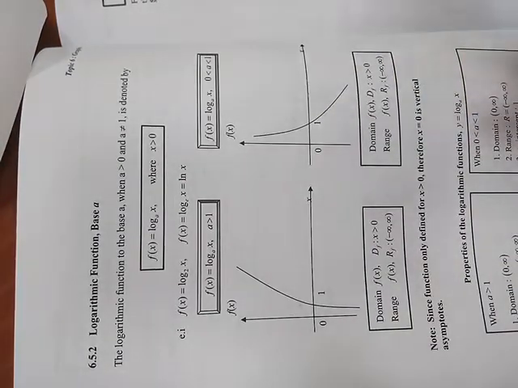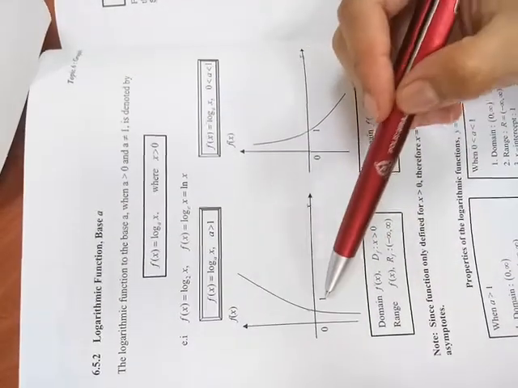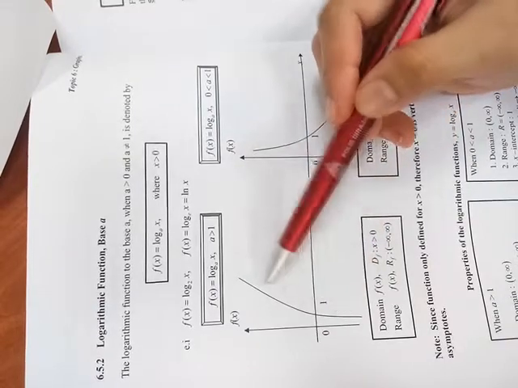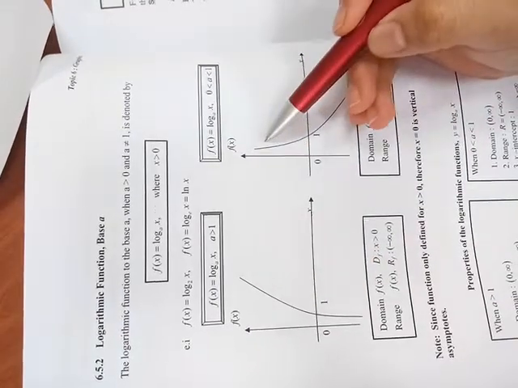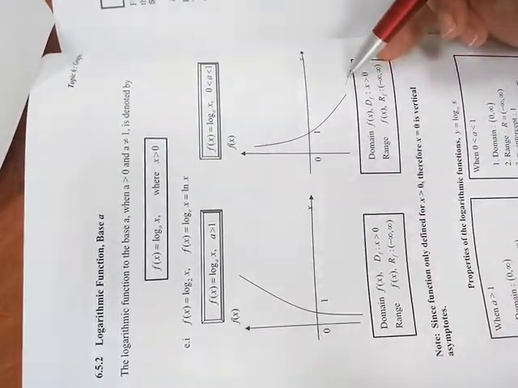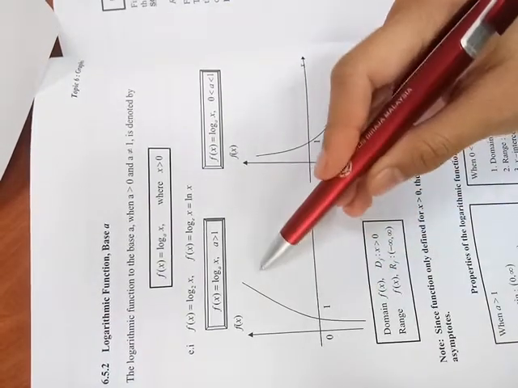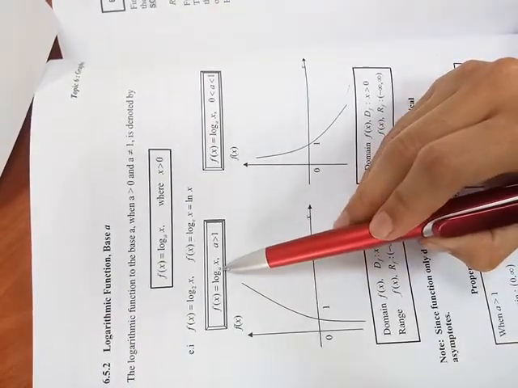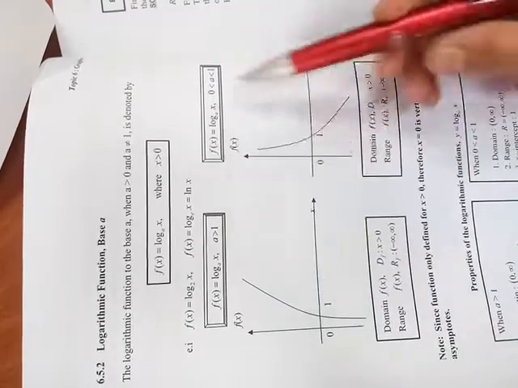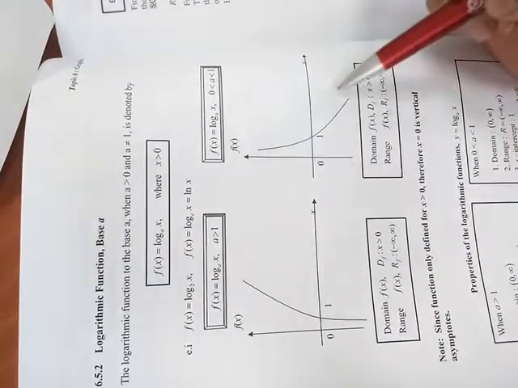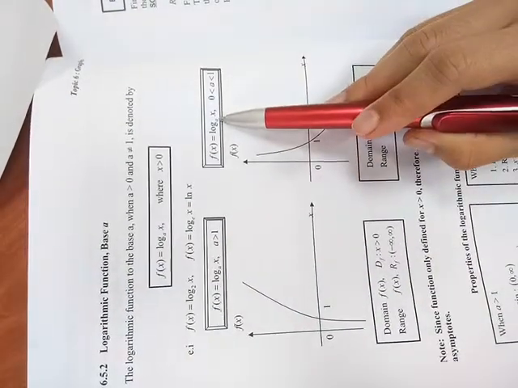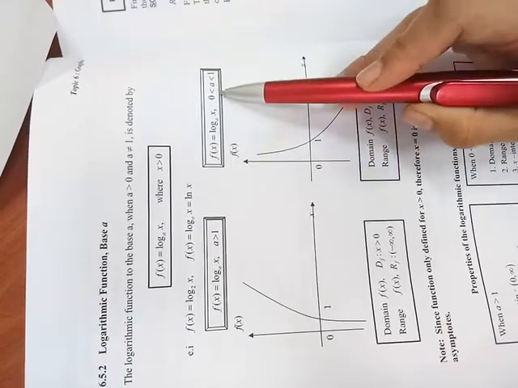Basically, for the logarithmic function, the graph will be vertical increasing or vertical decreasing. Vertical increasing when the base number is more than 1. Vertical decreasing when the base number is more than 0 and less than 1.